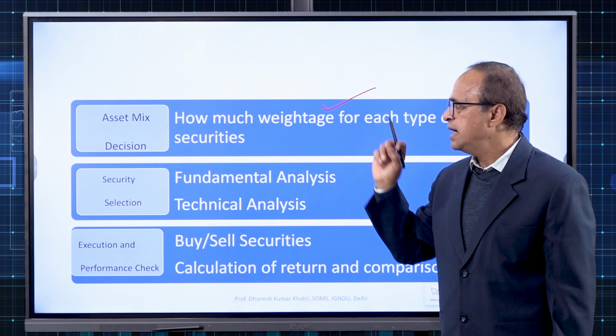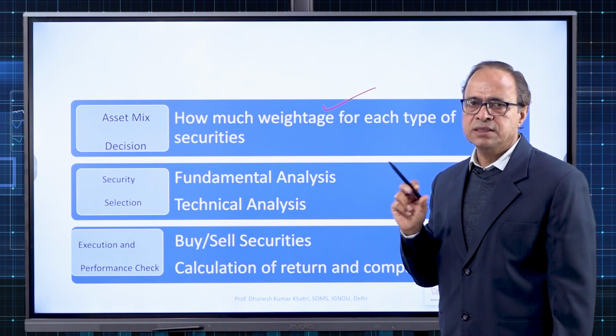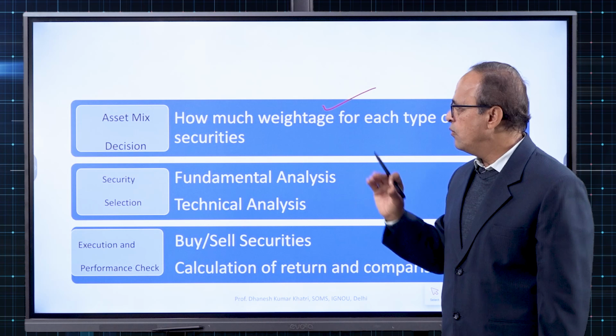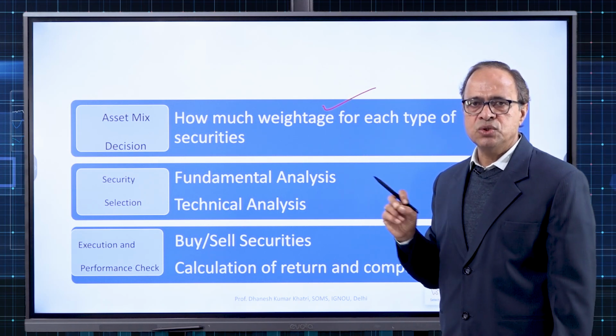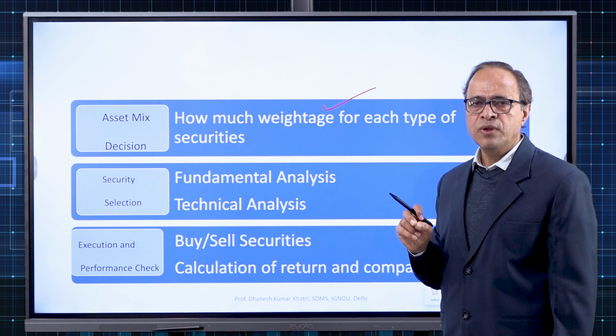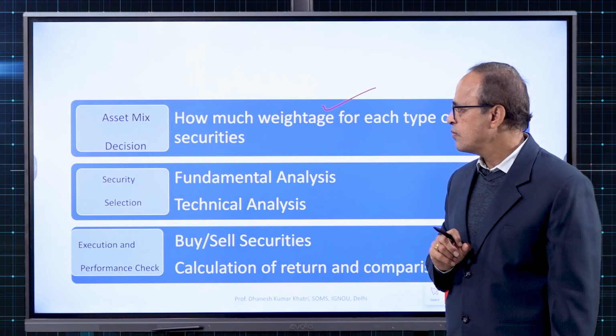So decide the asset mix allocation keeping into consideration objectives and constraints. Once the asset mix decision is done, that means I will devote 10% to insurance, 30% to equity, 40% to mutual funds, 5% for the SIP and all that.